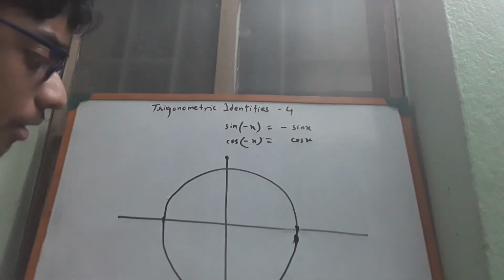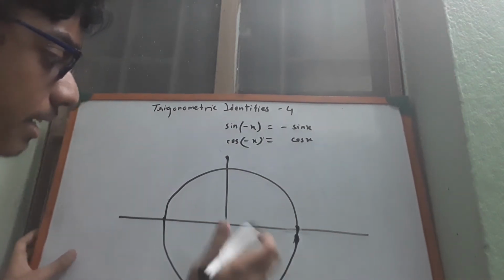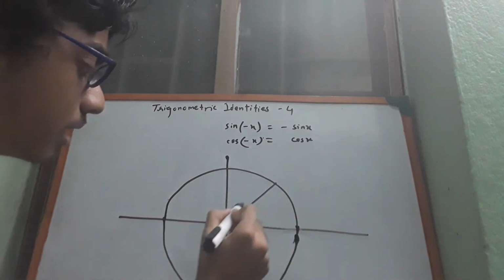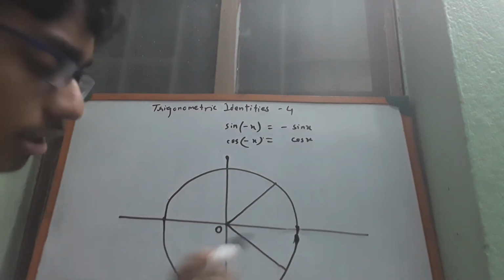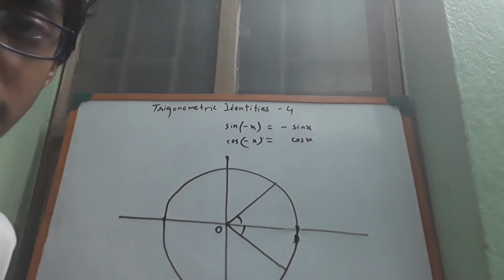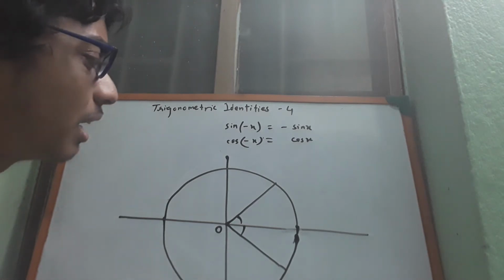Okay, so this is our unit circle. This is the center of the circle, the origin, and we assume the radius to be 1. So let's draw two radii such that there is one condition: this angle is equal to this angle. Now you should be knowing this, because these are the basic things while you are dealing with angles.